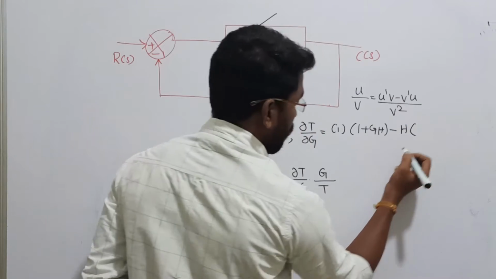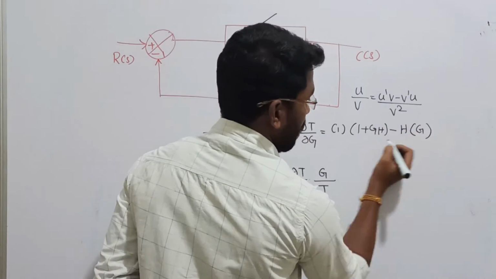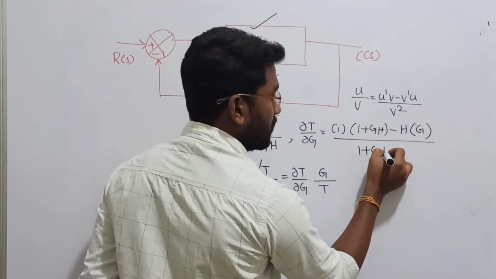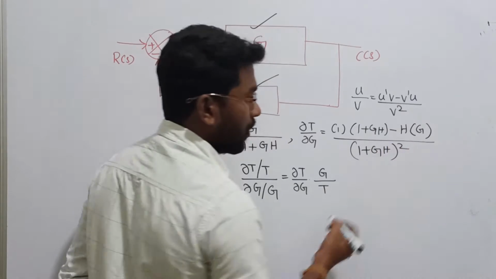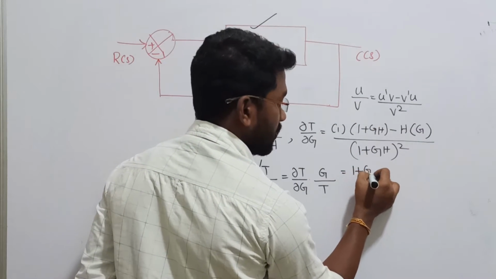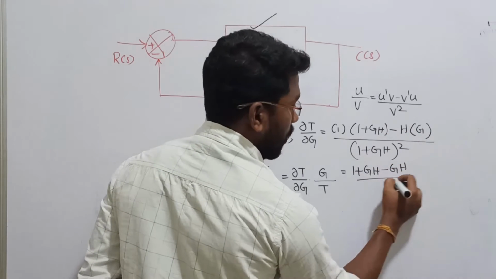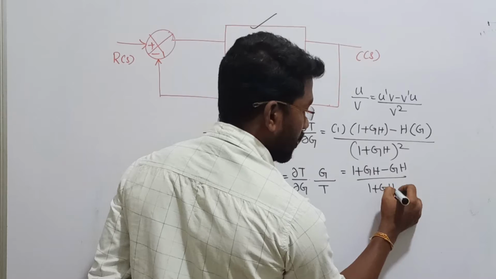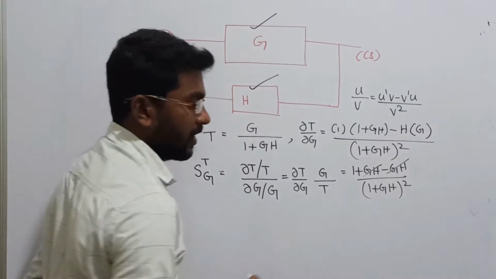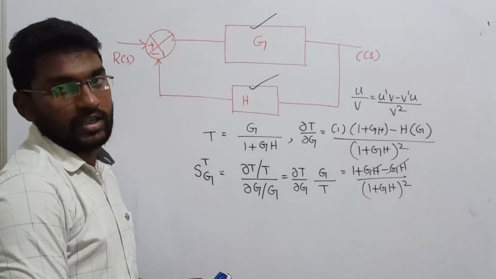H into the numerator function. The numerator function is U, which is going to be G, whereas in the denominator the overall function is going to be 1 plus GH whole square. Clear? Now if you reduce this function further, what will you obtain? 1 plus GH, and if you open up the bracket, it is going to be minus GH upon 1 plus GH whole square. Now carefully observe, GH gets cancelled out. So the value of dou T by dou G is going to be 1 by 1 plus GH whole square.